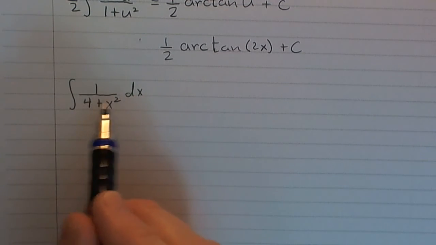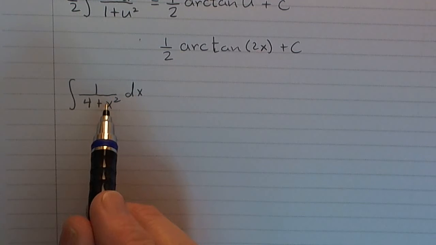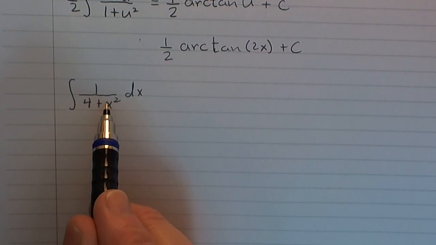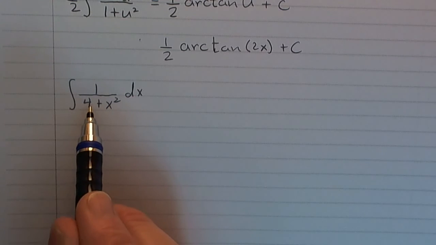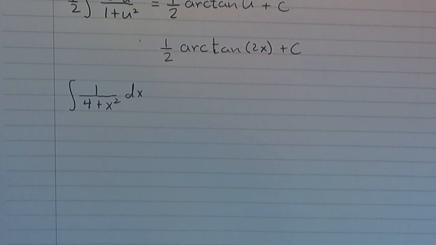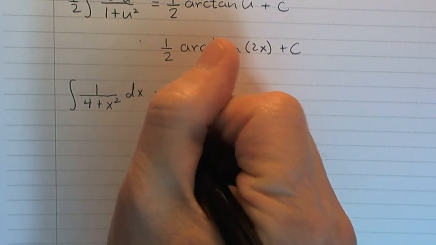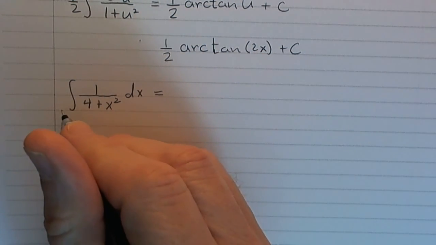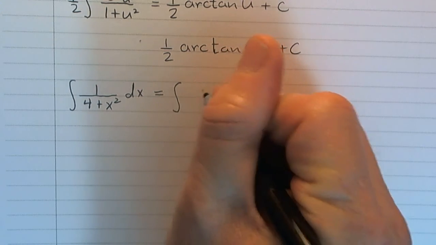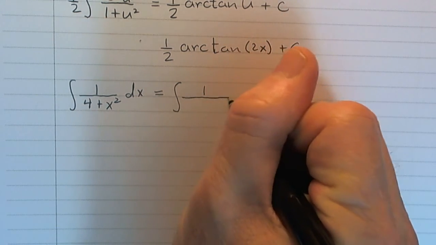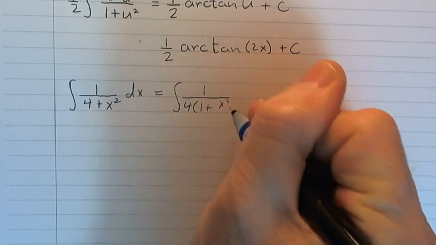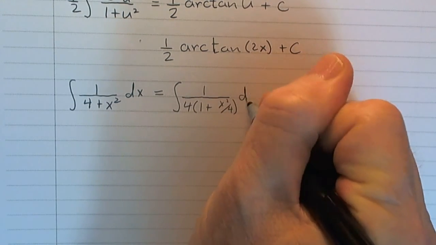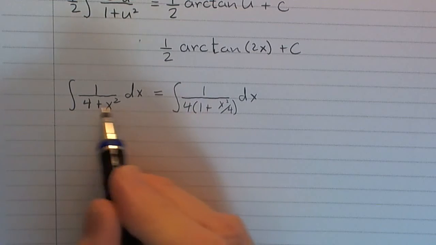Now, here's our problem with this one. We would recognize the antiderivative of this to be arctan x if that were a 1 instead of a 4. But it's a 4 there, and that causes us a little bit of grief. So what we can do is factor out that 4. So let's see how that would look. We've got 1 up here, we've got a 4, and now I've got 1 plus x squared over 4. See? I just factored out the 4.